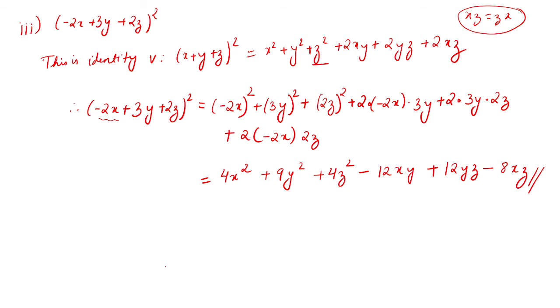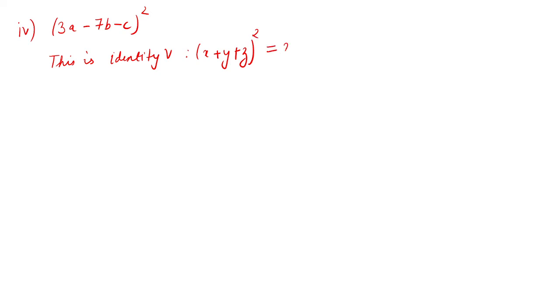Okay, so far so good. It's just like this. If you know the formula, then it will be very easy, right? 3a minus 7b minus c. Now don't get intimidated when you see minus signs. This is identity 5. What is identity 5? (x plus y plus z) the whole thing square must be equal to x square plus y square plus z square plus 2xy plus 2yz plus 2zx.